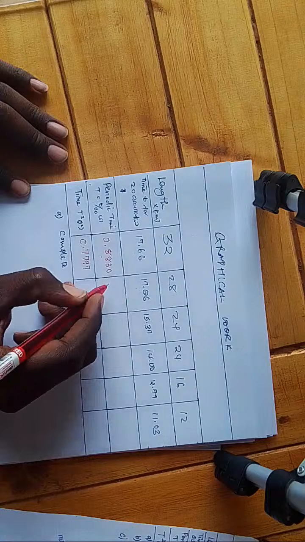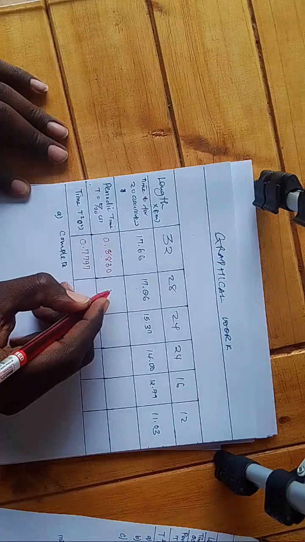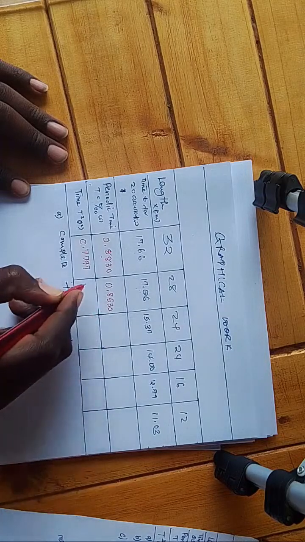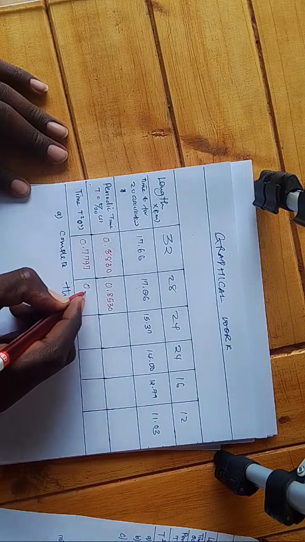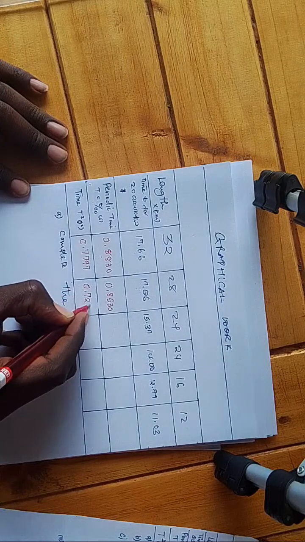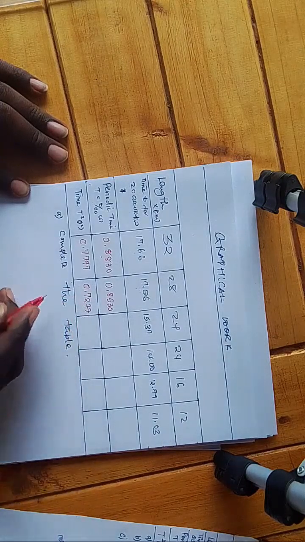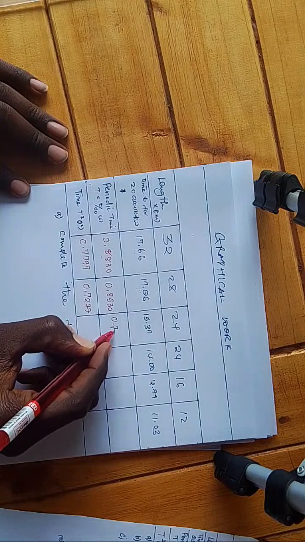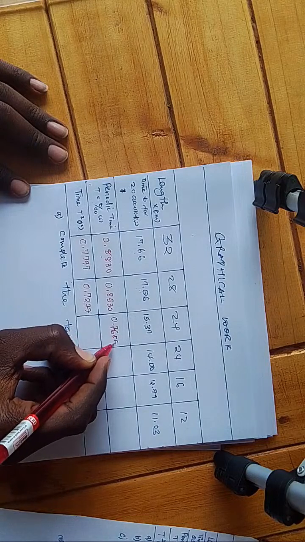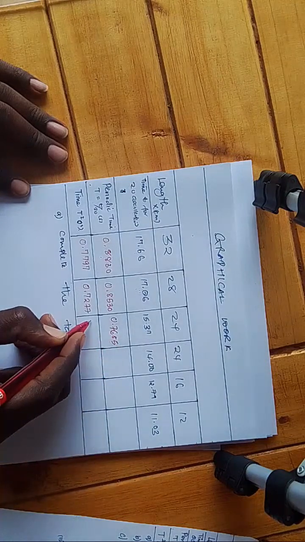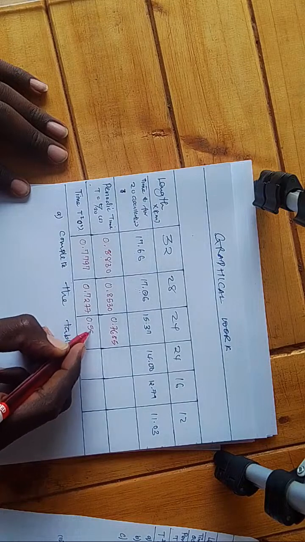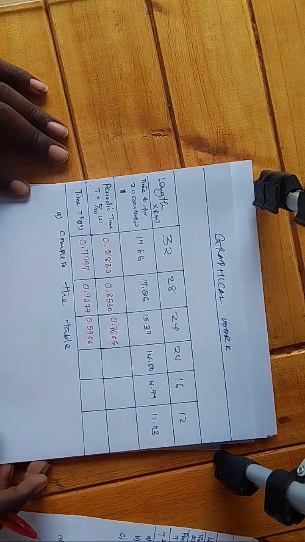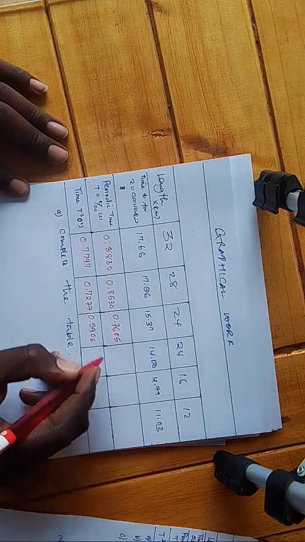This one, you also repeat the same process. You'll get 0.8530, and this one will be 0.7277. This one will be 0.7685. When it is squared, 0.5906. Remember, you are supposed to record to 4 significant figures.